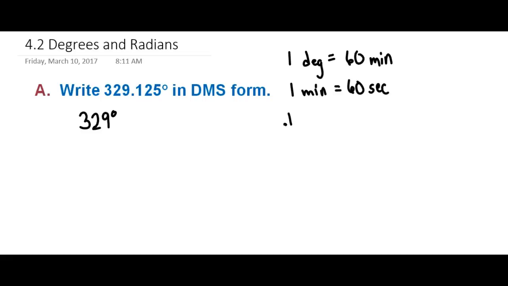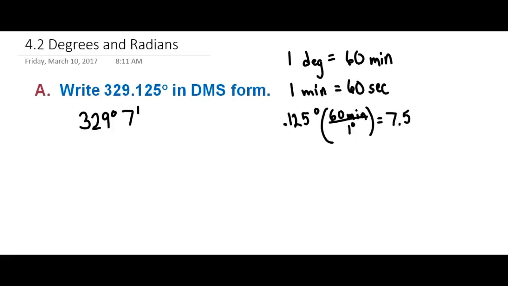So let's take 0.125 degrees and multiply it by our conversion factor of 60 minutes per 1 degree, and 0.125 times 60. I can get my calculator out. So 0.125 times 60 would be 7.5. So notice now we have 7 full minutes. And how we're going to write minutes is with a single apostrophe or a hash mark.